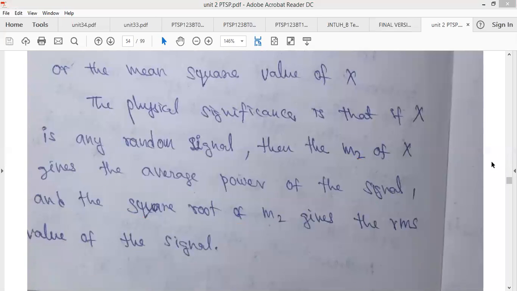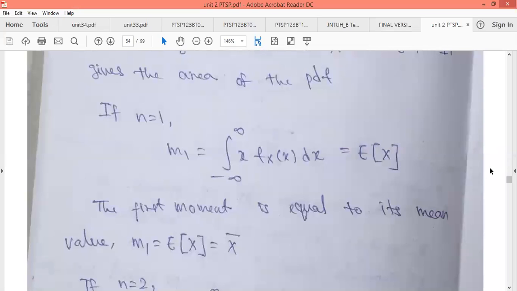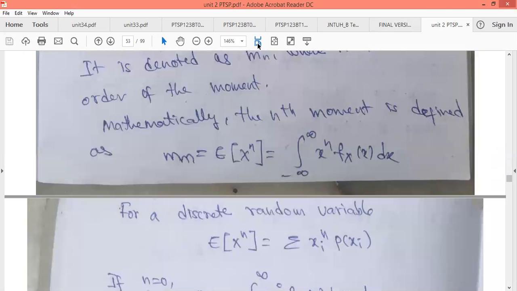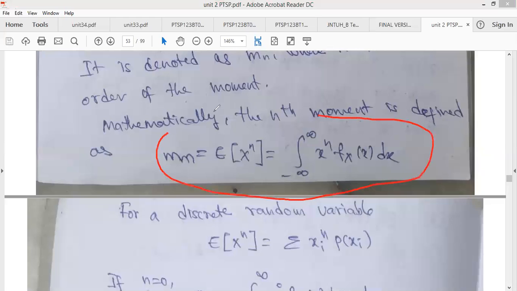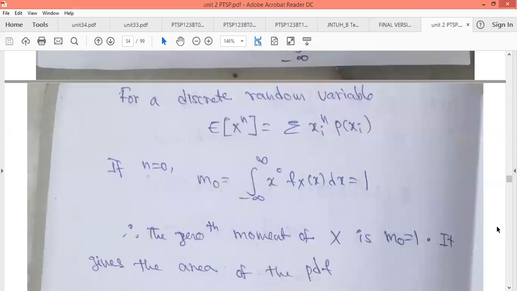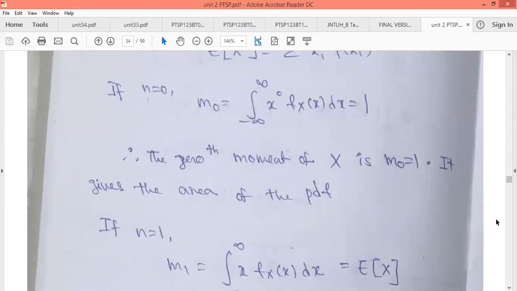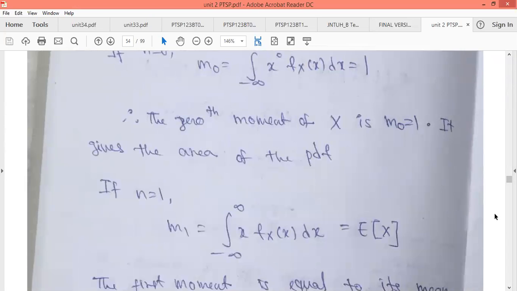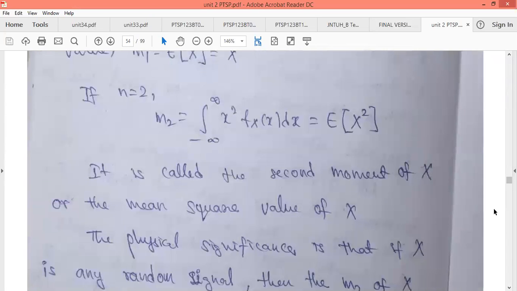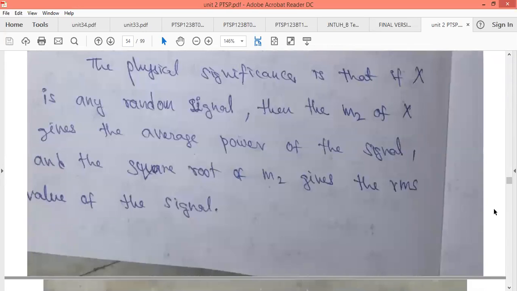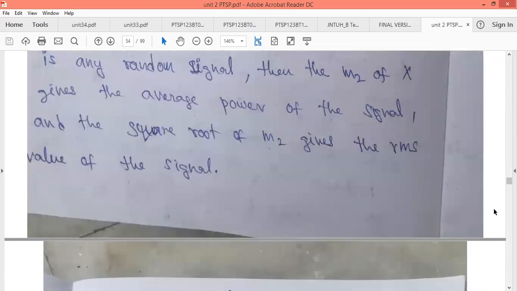So what is a moment about the origin? The moment about the origin will be given by this formula. Here n is called the order of the moment. If n is equal to 0, the zeroth moment about the origin will have the value 1, and the first moment gives the mean value or expected value. The second moment gives us the average power of the random variable, and the square root of m2 gives us the RMS value. Okay, and now we'll discuss what are the moments about the mean.